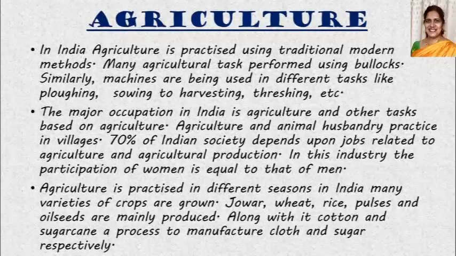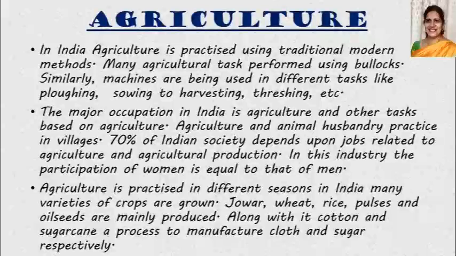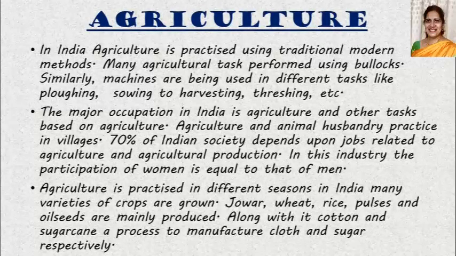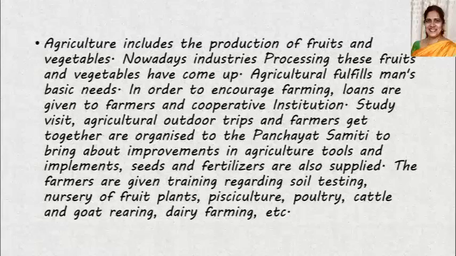We have 3 main seasons and different kinds of crops are grown: cash crops and food crops, which include jowar, wheat, rice, pulses, and oil seeds. These are mainly produced, and along with this we have cotton and sugarcane, which are processed, and cloth as well as sugar is manufactured in the agricultural industries. Similarly, we have production of fruits and vegetables through this agriculture. In today's time, there is processing of these fruits and vegetables, which fulfills man's basic needs.